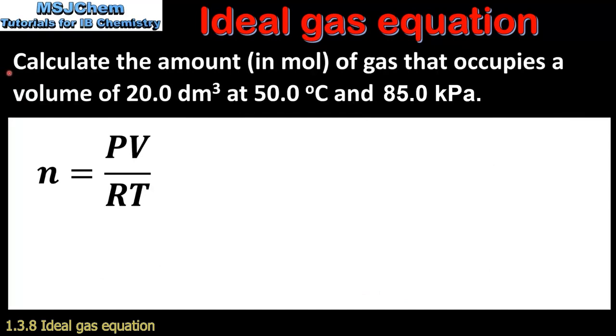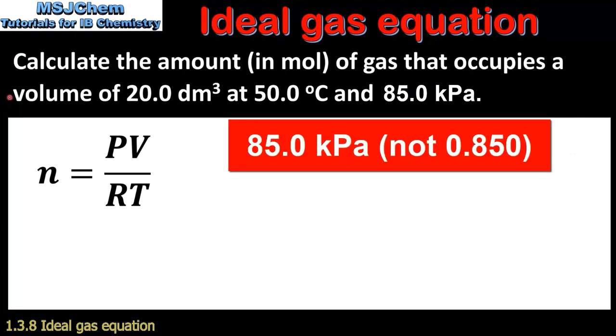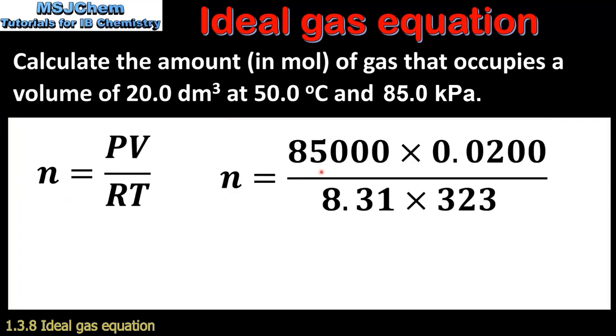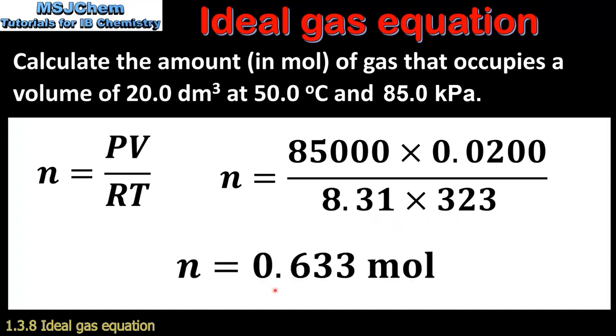In the next example, we'll calculate the amount in moles of gas that occupies a volume of 20 cubic decimeters at 50 degrees C and 0.850 kilopascals. So to calculate amount in moles, we'll use this equation. The pressure in pascals is 85,000. The volume in cubic meters is 0.02. The universal gas constant is 8.31 joules per Kelvin mole, and the temperature in Kelvin is 323. And this gives us an amount of 0.633 moles.